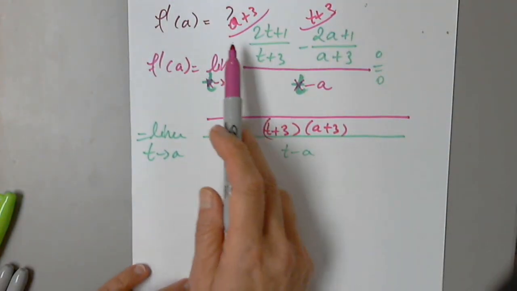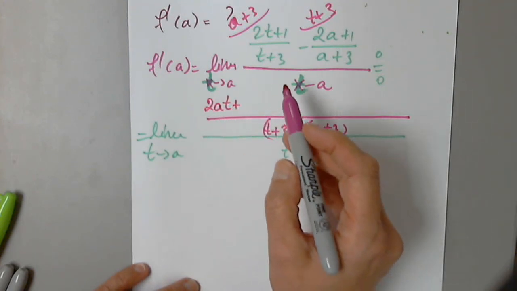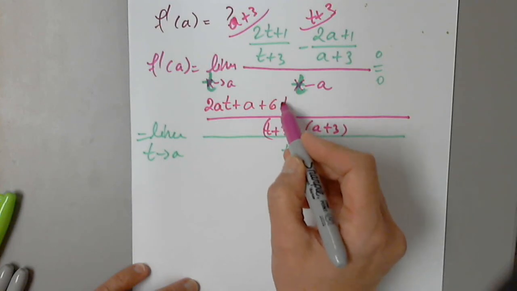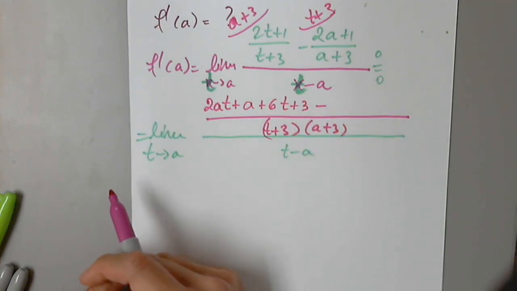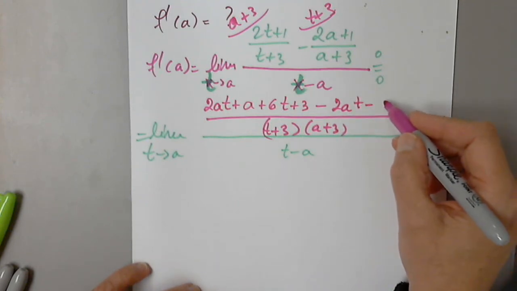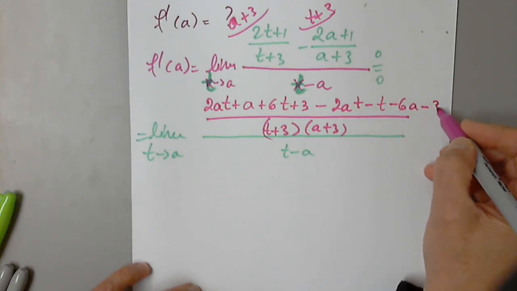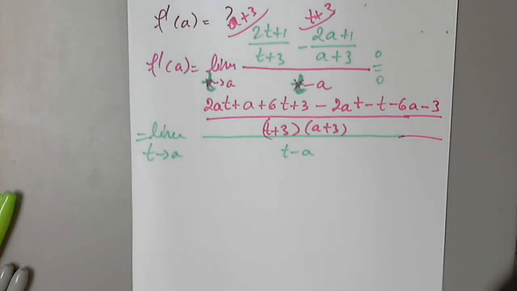So let's dictate, or can anyone dictate? Let's distribute a first. 2at plus, very good, plus 6t plus 3 minus 2at minus t, yes, minus 6a minus, good. See why I recommended this one? Because if you replace t by t plus h, then you will have 3 terms in the denominator. So for rational functions, I recommend this one over the other one.